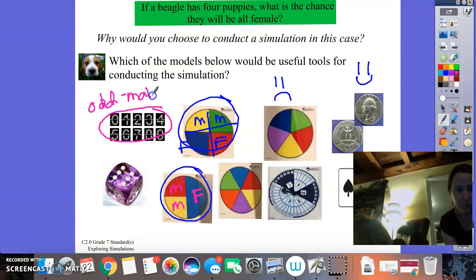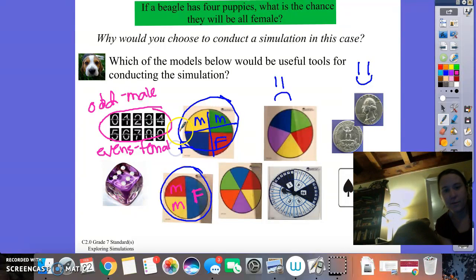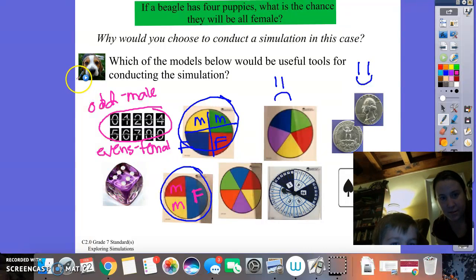male, and evens, Now what are you writing? female. Do you see what I'm writing? Yes. What am I writing? Female.